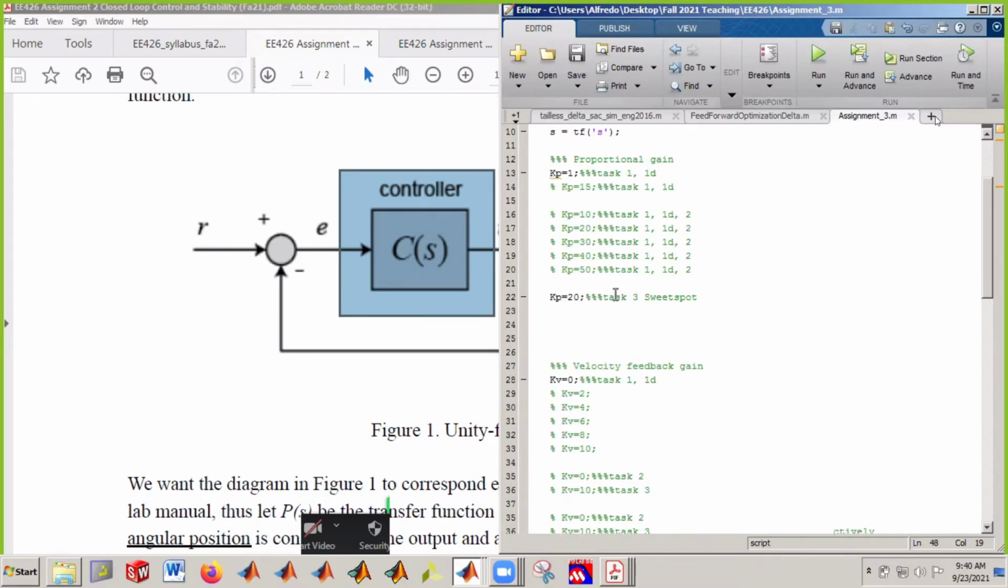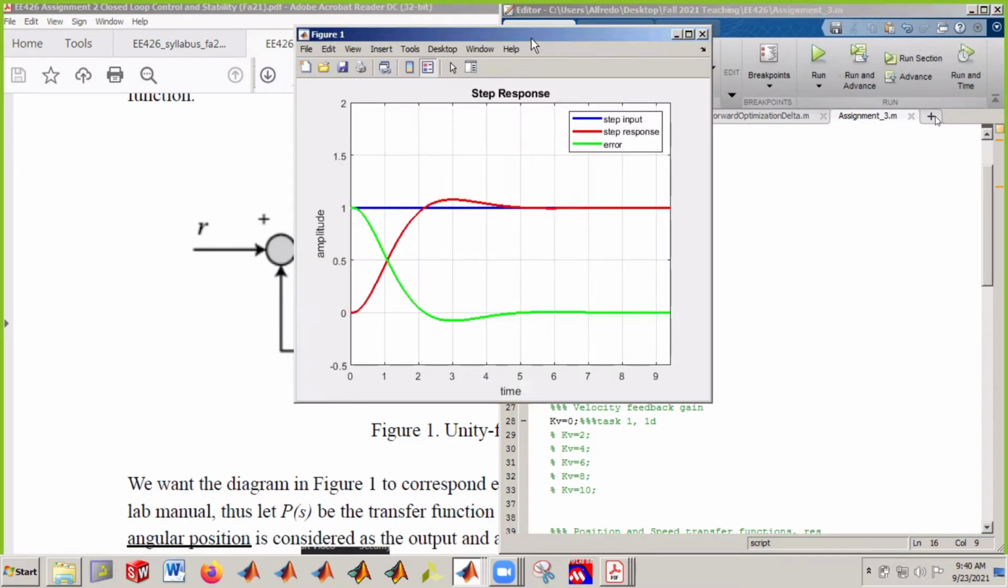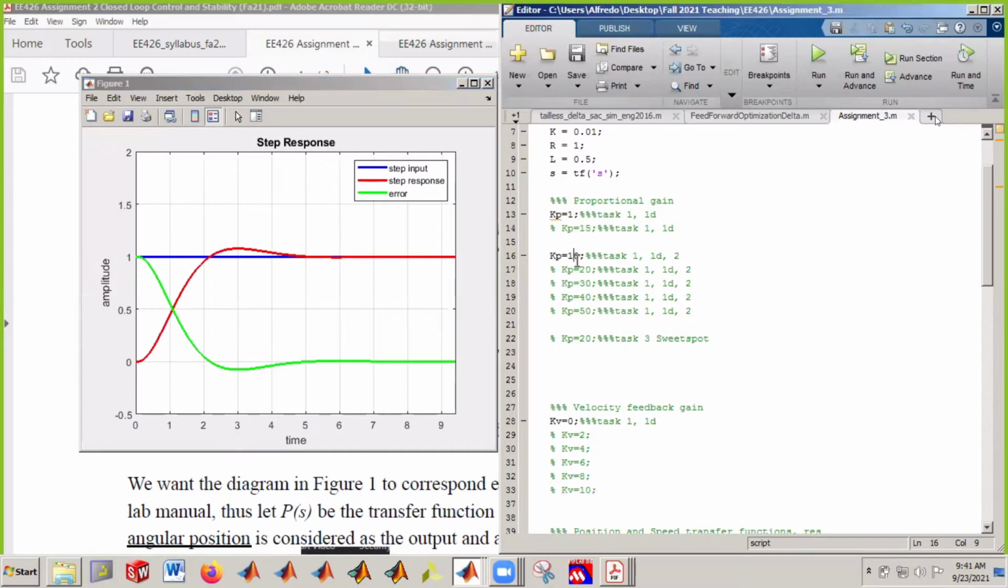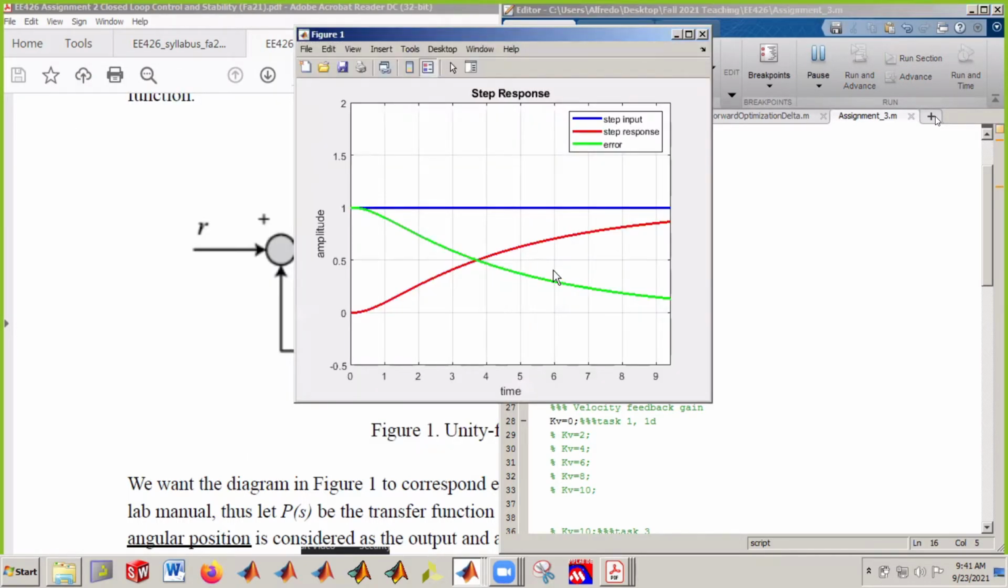This is Kp equals 20. I'm just reviewing what you saw last time, and this is something you're supposed to see here too, so that you can give us the whole story. So let me make this Kp equals 5 or 2, for example. So all I have in my loop is Kp equals 2, and I get this response.